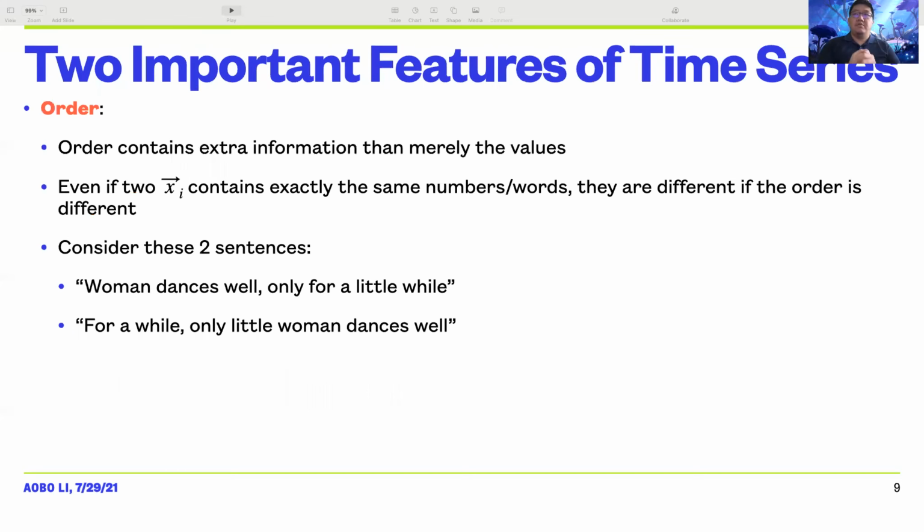Okay, so now I would like to talk about two important features of time series. The first important feature is the order of the time series. Order contains actual information beyond the values. Even if two time series contain exactly the same numbers or exactly the same words, they are different if the order is different. For example, consider the two sentences: "Woman dance well only for a little while." "For a while, only little woman dances well." They contain exactly the same words, but the order is different, and the two sentences convey completely different meanings.